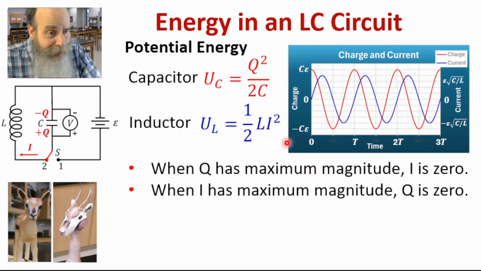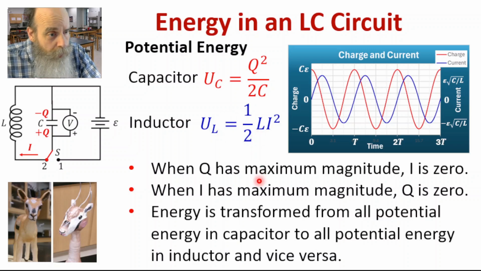So when Q is maximum, all the energy is potential energy in the capacitor, and potential energy in the inductor will be 0. The energy is transformed between all potential energy in the capacitor to all potential energy in the inductor, and vice versa. So it goes from capacitor to inductor, back to capacitor, then back to the inductor, and so on.